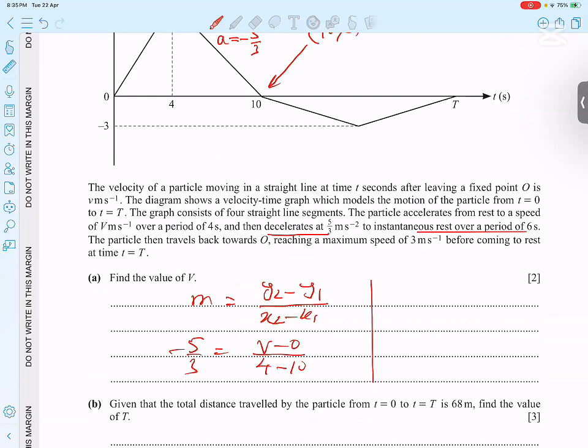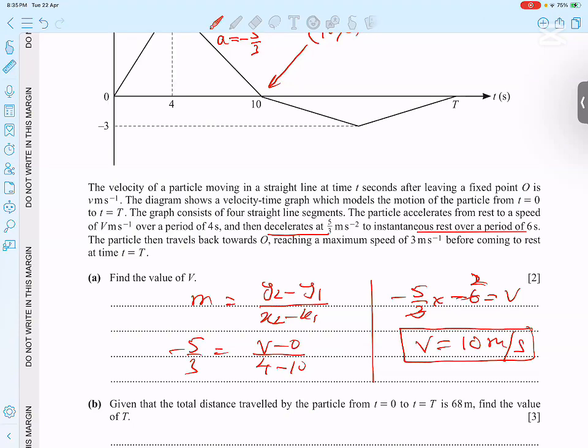So now this is negative 6 multiplied there. So negative 5 over 3 into negative 6 is equal to V. And the 3 2s are 6, and I got 10. So Alhamdulillah Rabbil Alameen, 10 meters per second is my answer.